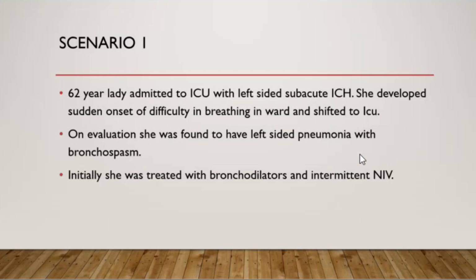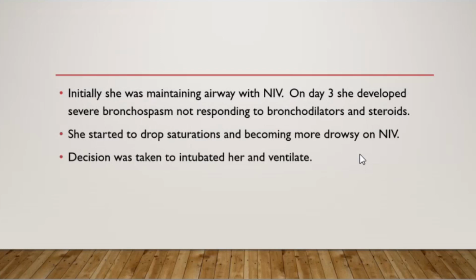We had a 62-year-old lady admitted to ICU with left-sided intracerebral hemorrhage, subacute, and she was initially managed in ICU and then moved to the ward. In the ward, she developed sudden breathing difficulty and was shifted back to ICU because of desaturation. On examination, she was found to have left-sided pneumonia with bronchospasm. We treated her for bronchospasm and pneumonia along with NIV. Initially she responded well and was able to maintain oxygenation and airway with NIV.